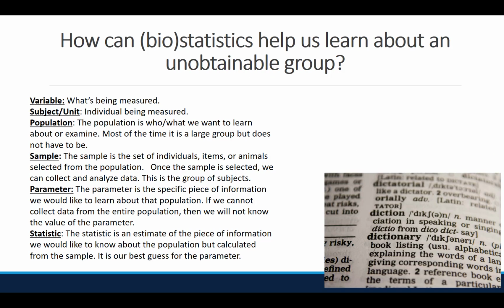How can biostatistics help us learn about an unobtainable group? Researchers are often interested in learning about a group of people or things. The group they would like to learn about is known as the population. Unfortunately, collecting data from every unit in a population can be a difficult, if not impossible, task. Instead, researchers will select a subgroup from the population to examine. This small group is known as a sample.